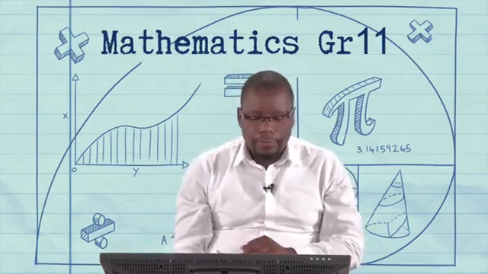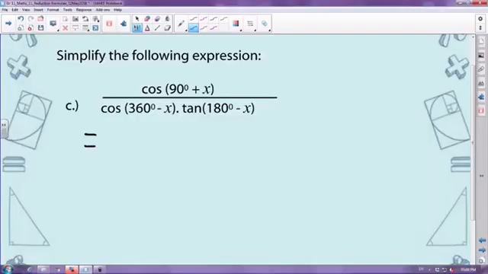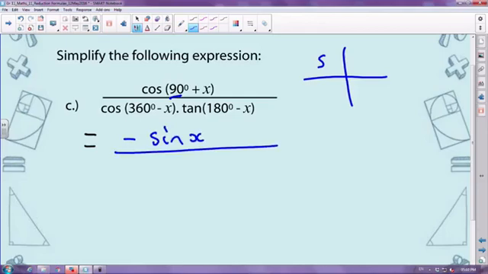All right, 90 degrees plus is your second quadrant. How is the given ratio in the second quadrant? Because we're given cos and in the second quadrant only sine is positive, cos is negative. But because it's 90 degrees, that is your co-ratio, so you've got negative sine x. Divided by 360 minus is the fourth quadrant, and we have C.